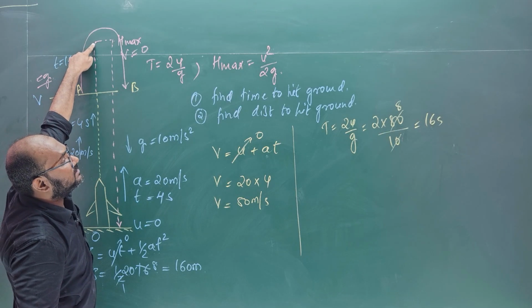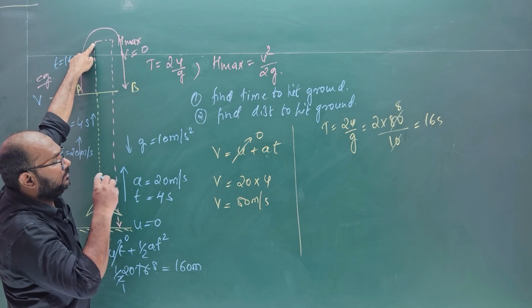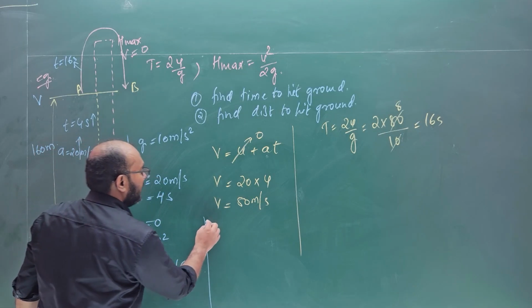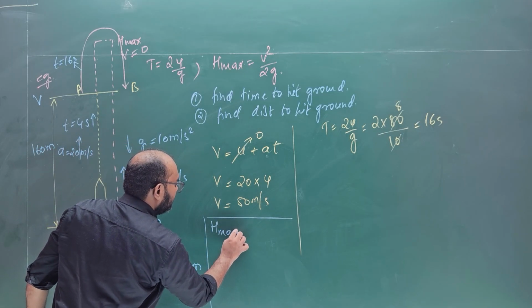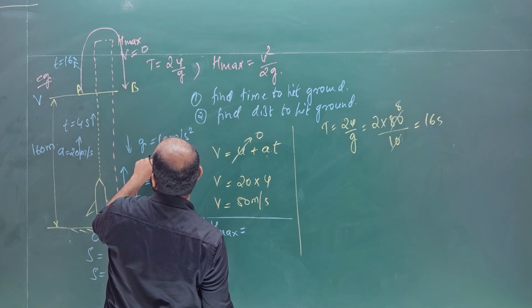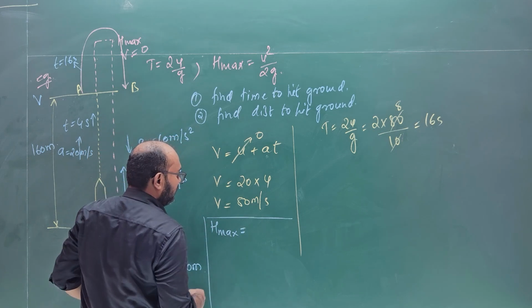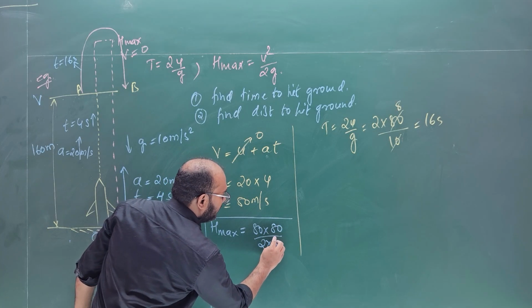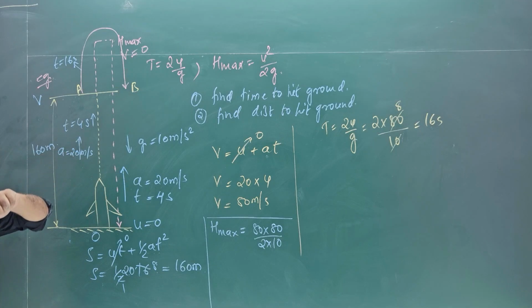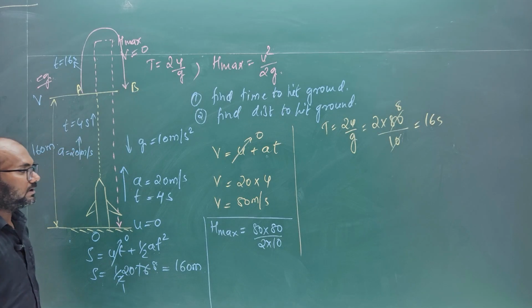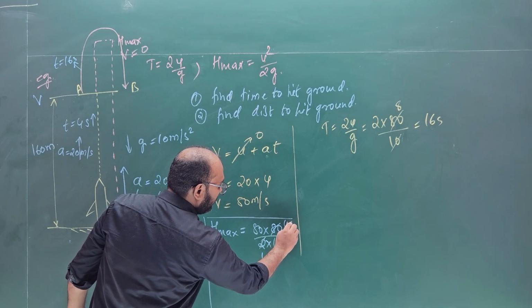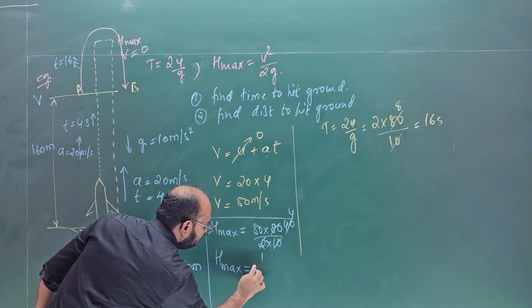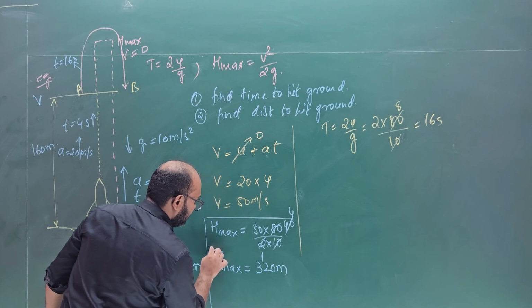to H max, and H max is how much? We didn't even calculate H max, so we can also calculate H max. So H max can be calculated by using the initial velocity that we got, how much? 80 here only. So 80 into 80 upon 2 into 10. So can I say that this becomes 1, this becomes 40, 1, 4, 8, 4, 320. So H max is equal to how much? 320 meters.